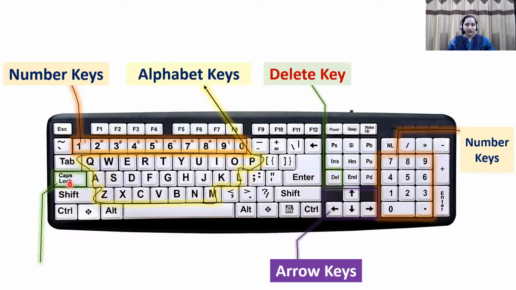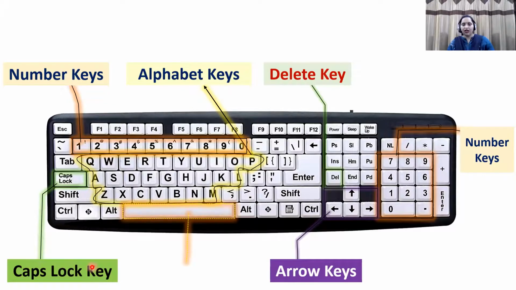Next, you can see here what is written. Caps lock is written here. So what do we call this key? This key is known as the caps lock key. Next, children. Identify this key. What is the name of this key, children? Can anyone guess? The name of this key is the space bar key.